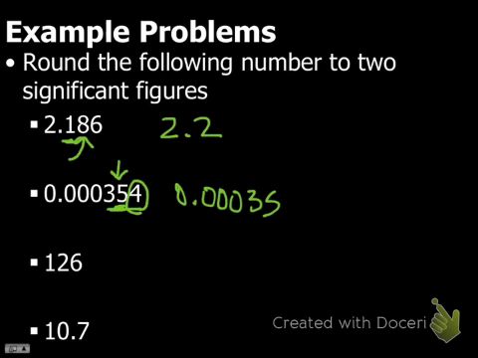My next one, I'm going to round it to 2 sig figs, so this is where I need to round. So since this number is greater than 5, I round up, so this becomes 130. And then my last one down here, 2 sig figs, I need to round at that place. This number is greater than 5, so I'm going to round this to 11.